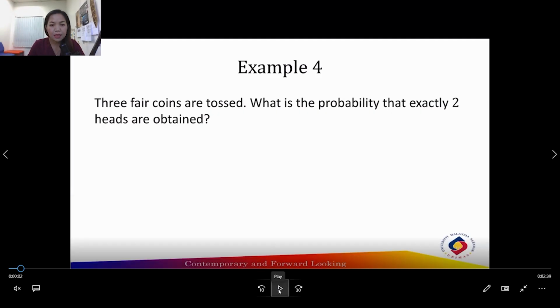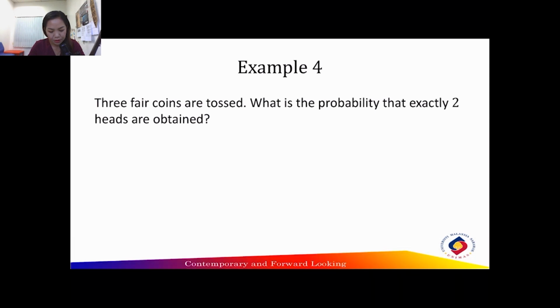So now let's go to the last example, example 4. Here I will explain the solution for this example, but first, let's look at the question. We have 3 fair coins tossed. What is the probability that exactly 2 heads are obtained? For this kind of question, because we have 3 fair coins tossed, first, for the sample space, let's list all the outcomes for our sample space.